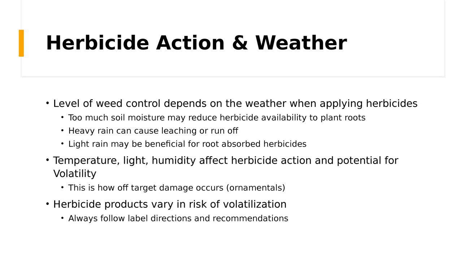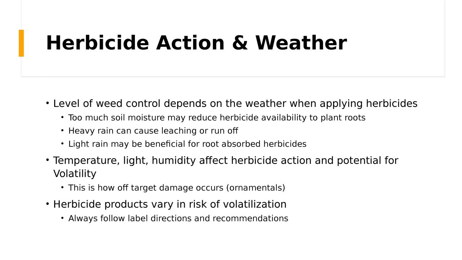So let's talk about herbicide action and weather. Okay, the level of weed control depends on the weather when you're applying herbicides. Too much soil moisture may reduce herbicide availability to plant roots. Interesting, right? Heavy rain can cause leaching or runoff. Makes sense. If there's herbicide lying on those plants and a heavy rain comes, whatever's not absorbed is going to wash off and run into the ground, penetrate down through the ground, or run off into surface waters. Light rains can be beneficial for root-absorbed herbicides, so it carries it down to the root, right?